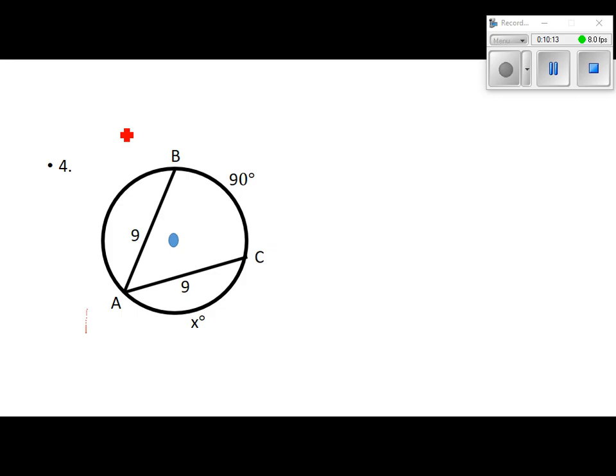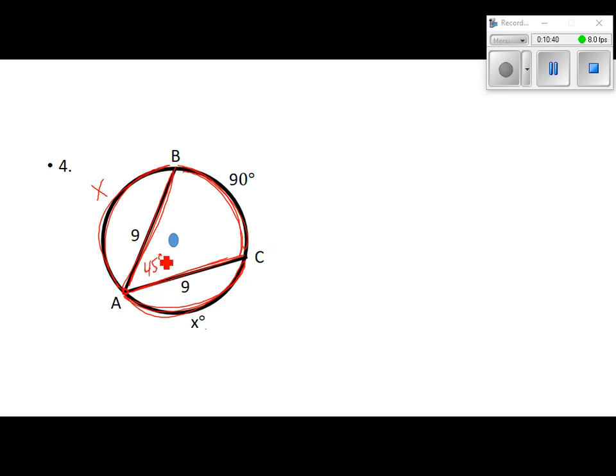4. These two chords are the same, they're both 9. That means this arc CA or AC has to be the same as arc AB. Well, if that's X, then this has to be X. They tell us that this arc is 90. This doesn't help us, but this is an inscribed angle. So if this is 90, we could find this angle, it'd have to be 45 degrees.